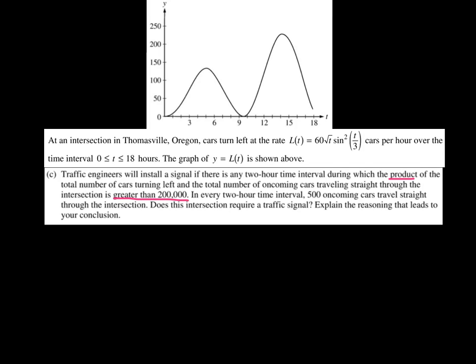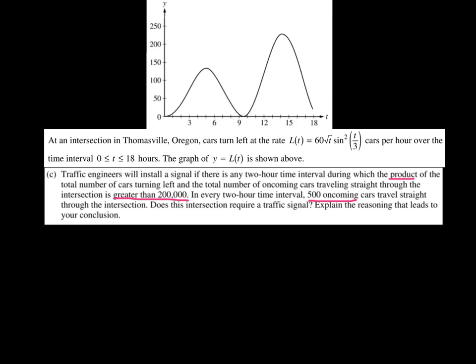In every 2-hour time interval, 500 oncoming cars travel straight through the intersection. Does this intersection require a traffic signal? Explain the reasoning that leads to your conclusion. Okay, so we have to definitely unpack what's going on here.